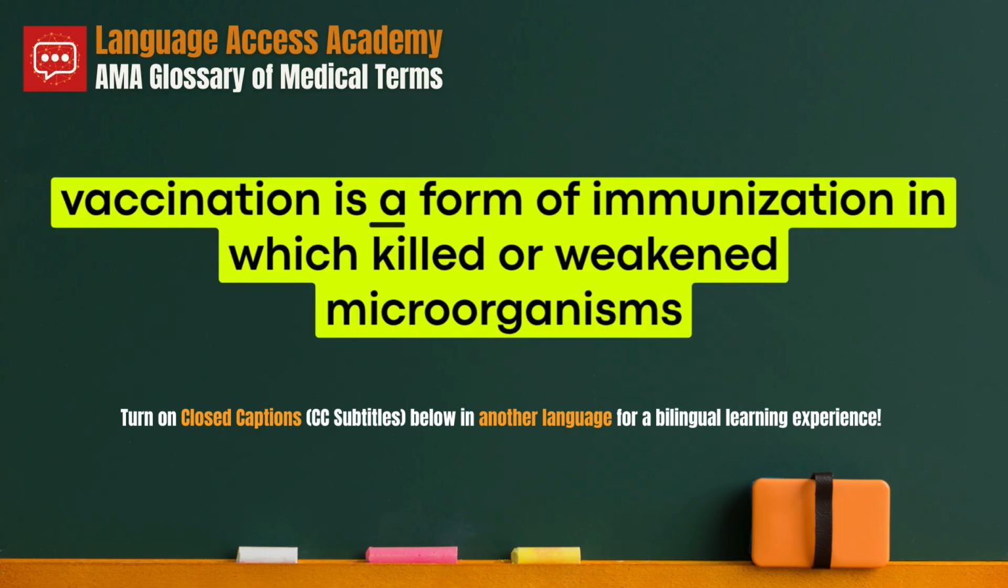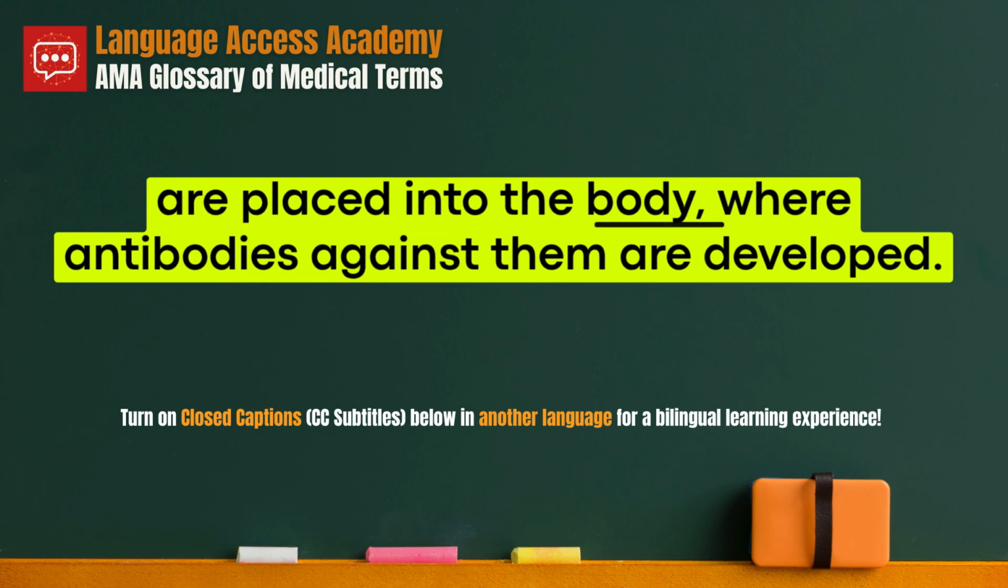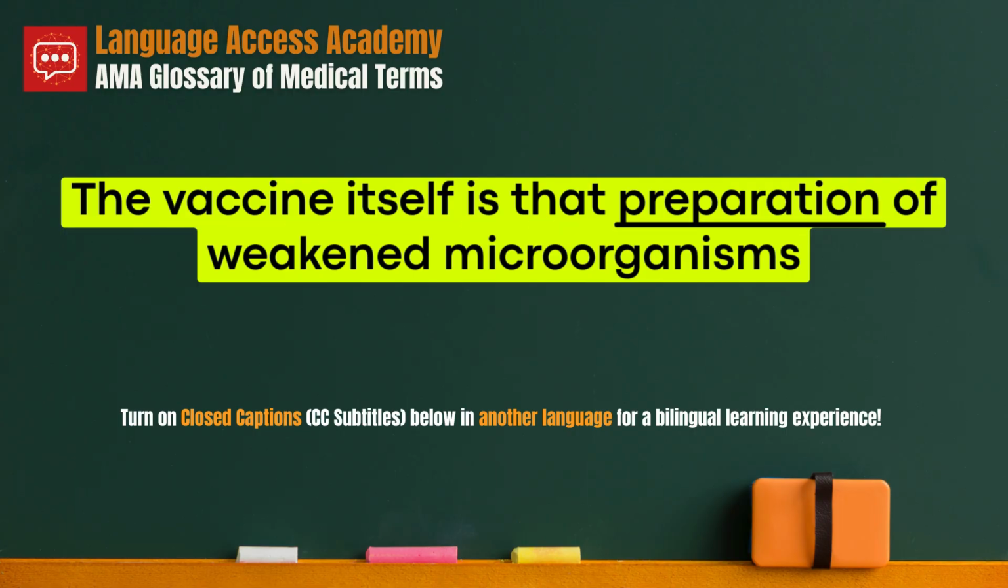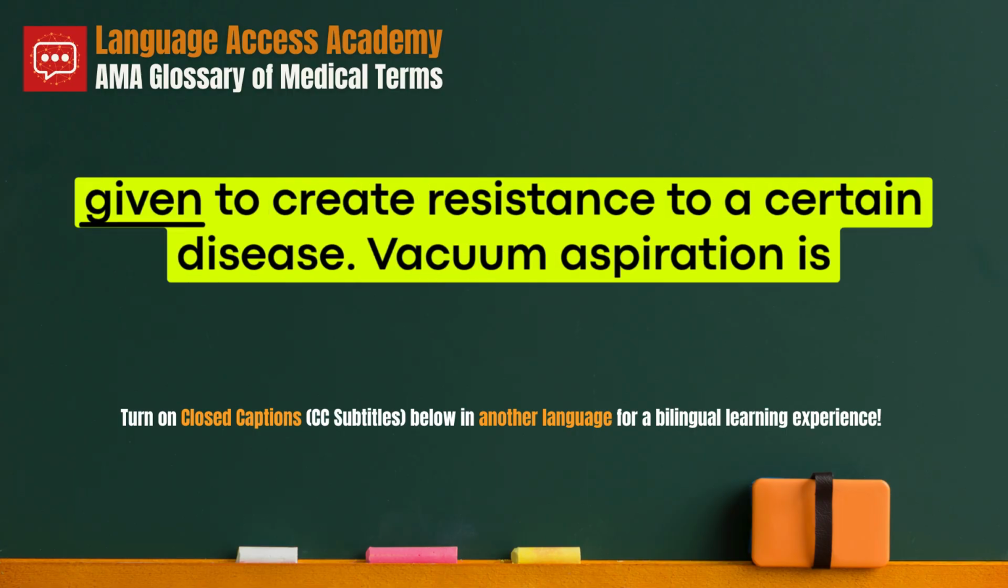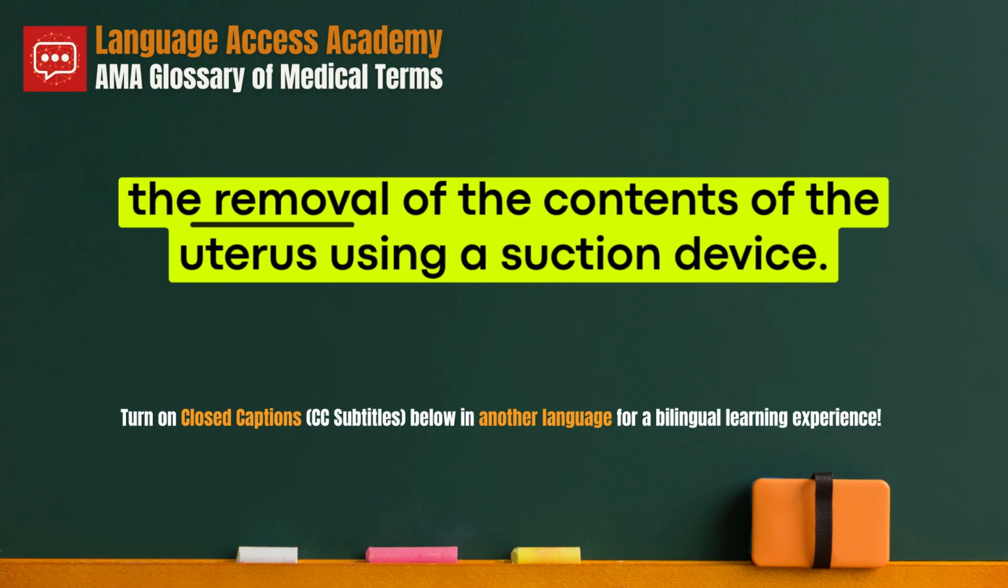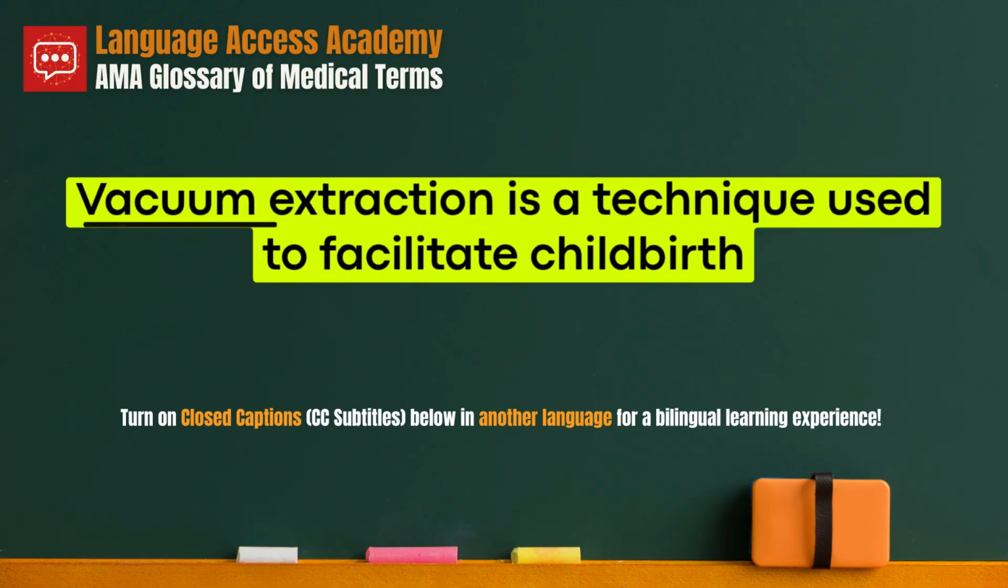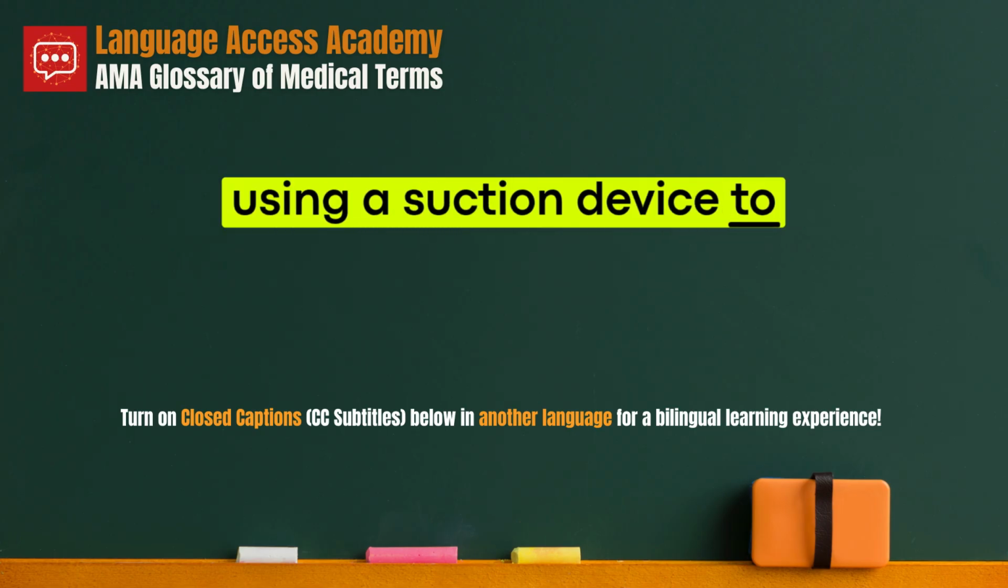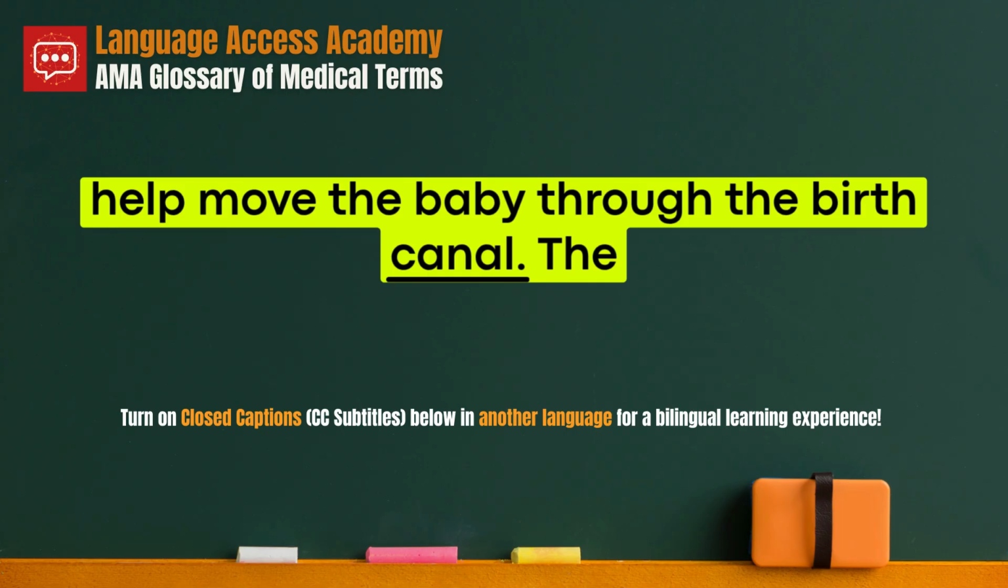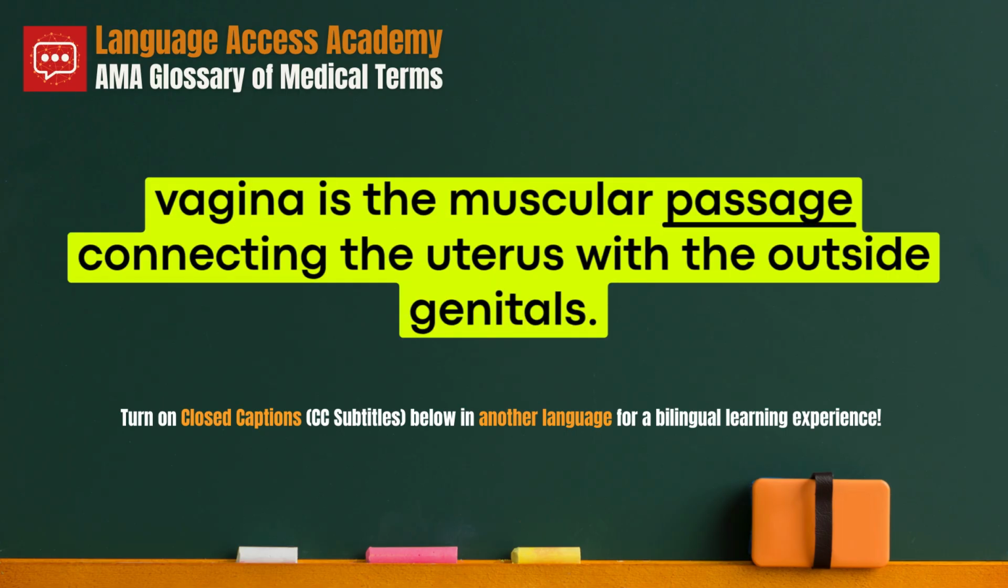A vaccination is a form of immunization in which killed or weakened microorganisms are placed into the body, where antibodies against them are developed. The vaccine itself is that preparation of weakened microorganisms given to create resistance to a certain disease. Vacuum aspiration is the removal of the contents of the uterus using a suction device. Vacuum extraction is a technique used to facilitate childbirth using a suction device to help move the baby through the birth canal. The vagina is the muscular passage connecting the uterus with the outside genitals.